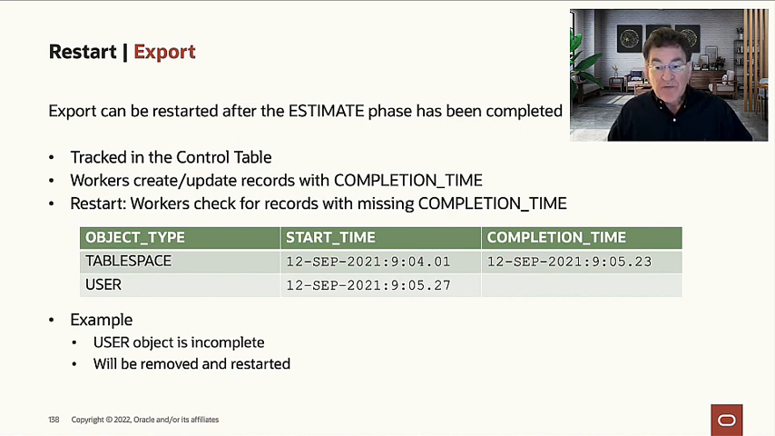It's worth noting that if a job is stopped intentionally using the command line interface, the stop command stops the job and allows it to be restarted. However, the kill command stops the job and removes the control table. Once the control table is removed, the job cannot be restarted.